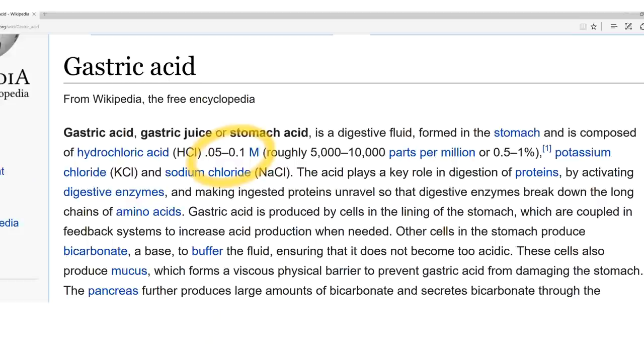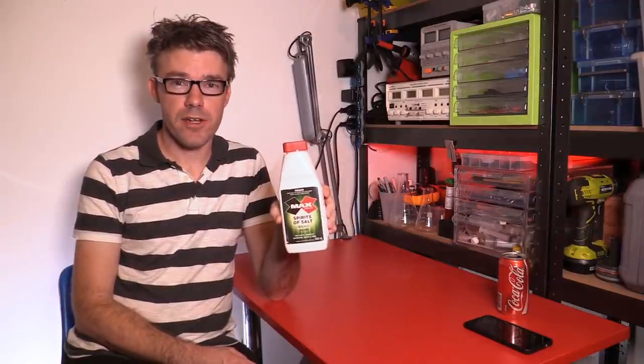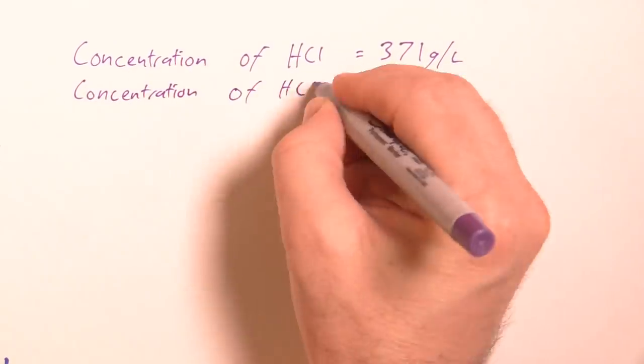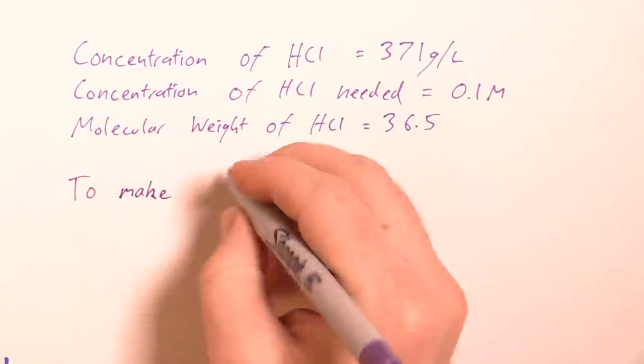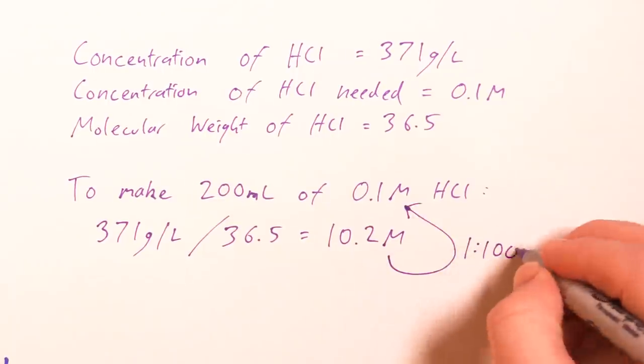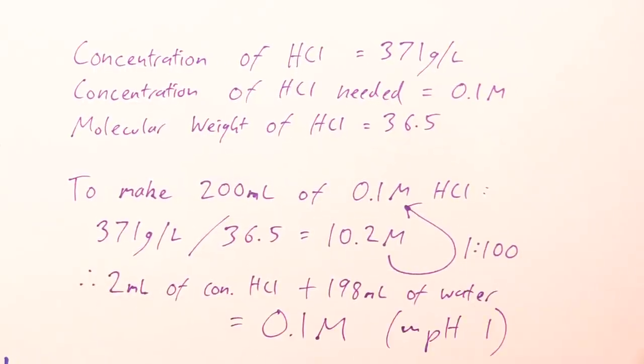Wikipedia has the normal concentration of hydrochloric acid in the human stomach as 0.05 to 0.1 molar. I'm going to make that concentration of hydrochloric acid from good old hardware store hydrochloric acid. The hardware store solution has a concentration of 371 grams per litre. After some calculations, I've worked this out to be equal to 10.02 molar. To get 0.1 molar, we need a 1 in 100 dilution, so for this experiment, 2 mils into 198 mils of water. Let's make the stomach acid dilution.